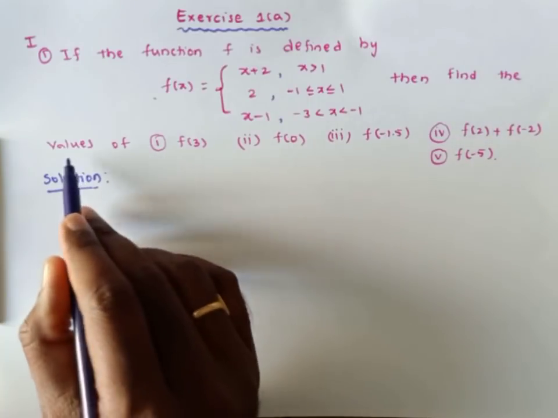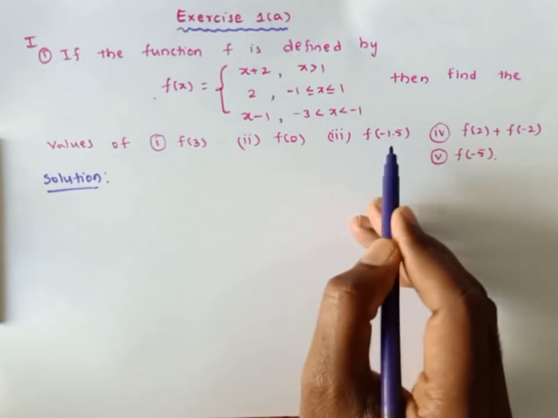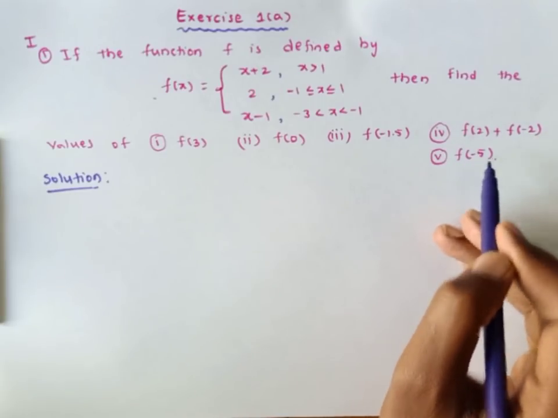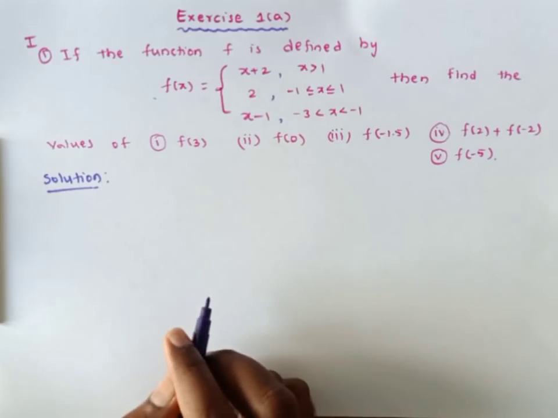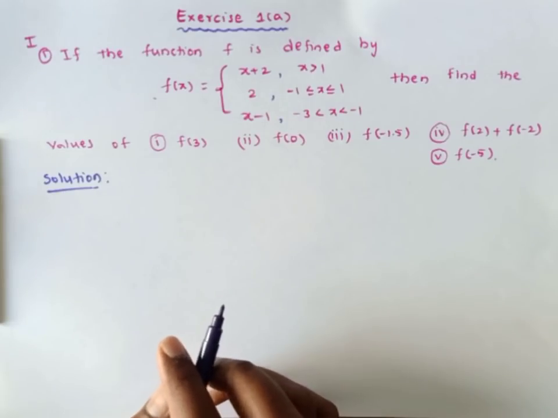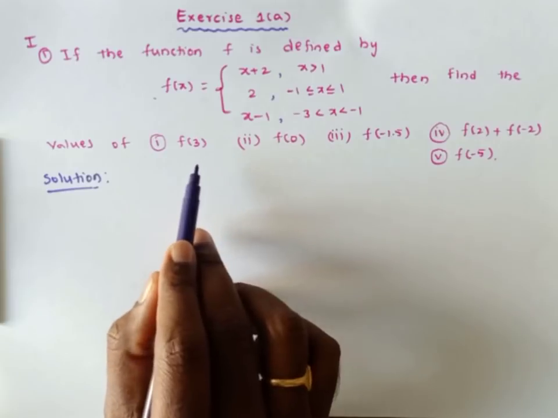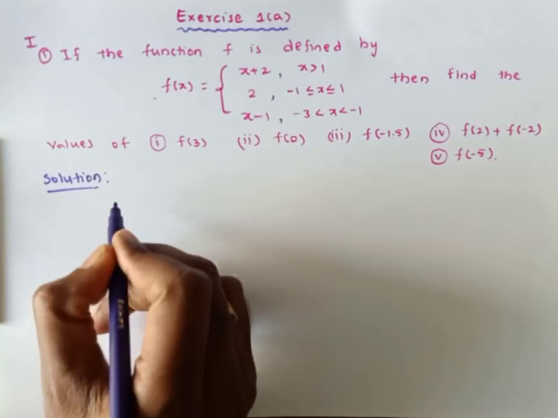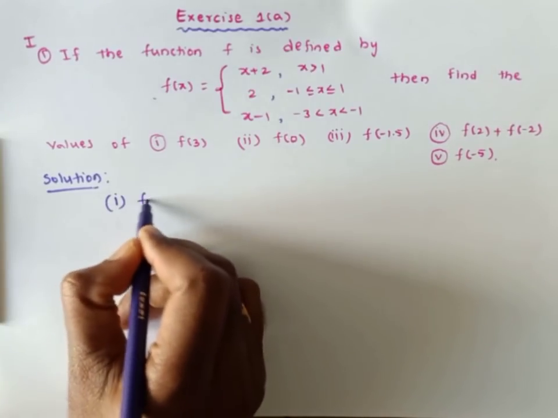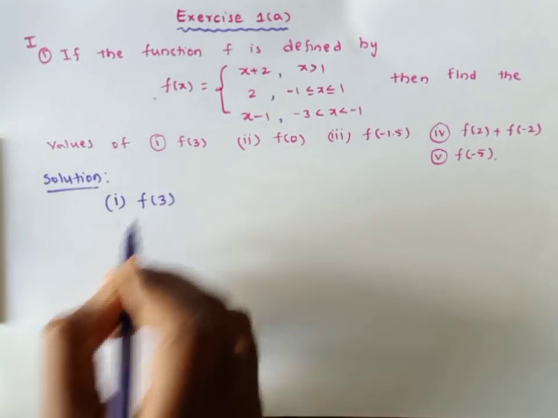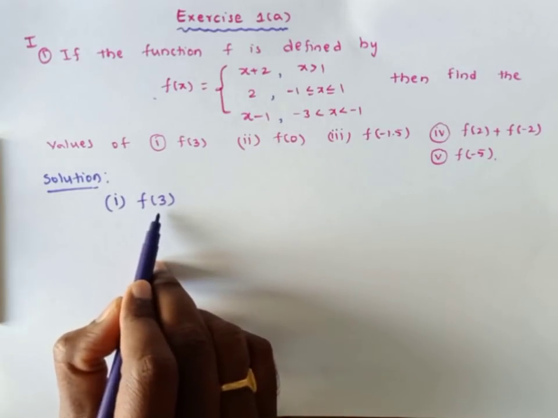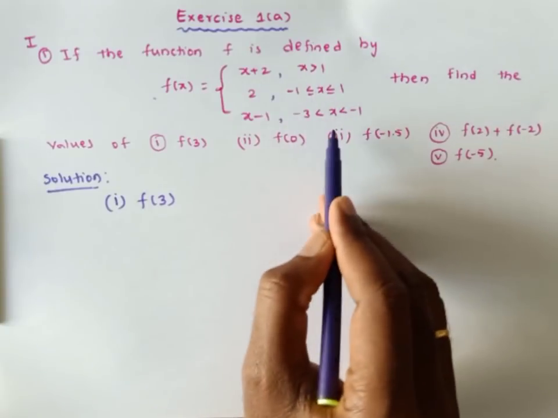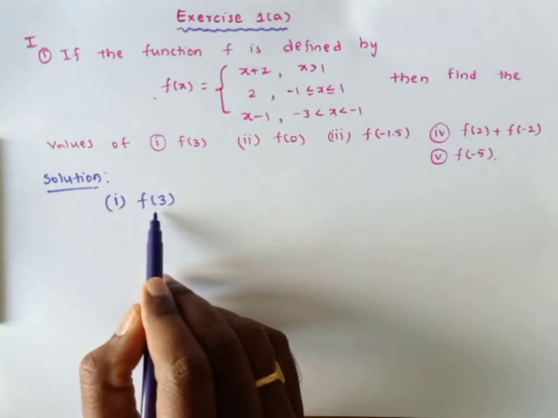Then find the values of f of 3, f of 0, f of minus 1.5, f of 2 plus f of minus 2, and finally f of minus 5. The problem is very simple. You just need to identify where the value lies. First you need to choose the function. For example, the first problem, f of 3. Here x is already defined, that is 3. So you need to check these conditions, these intervals. Where does 3 lie?